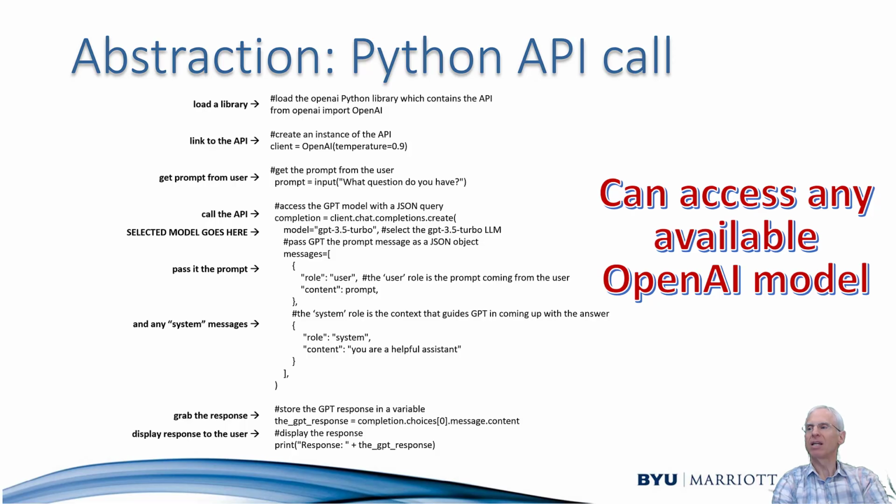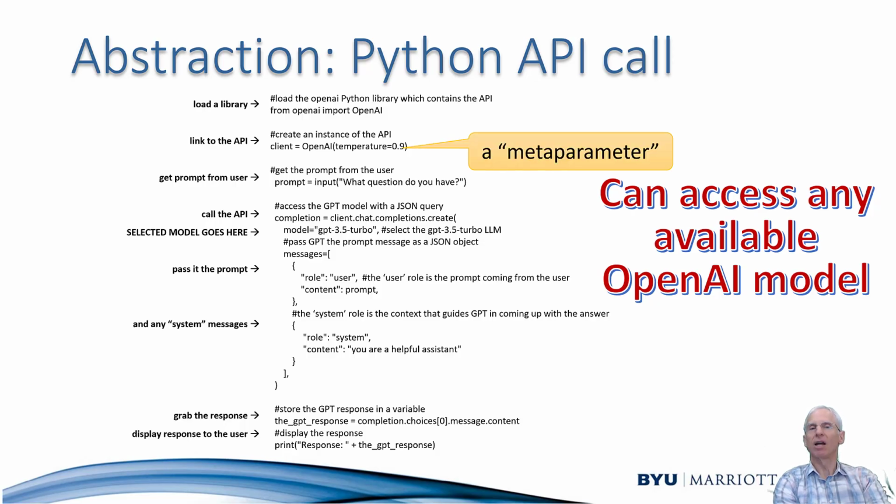We can access any available model. For this API, we've selected GPT 3.5, but we could substitute any model in there that uses that same API. And we can even have access to other providers, such as the Claude models, or the Gemini models, or other types of models by different producers from Anthropic or Google or whatever.